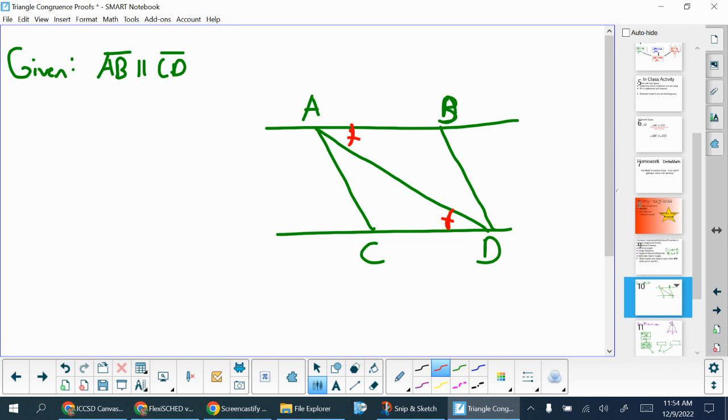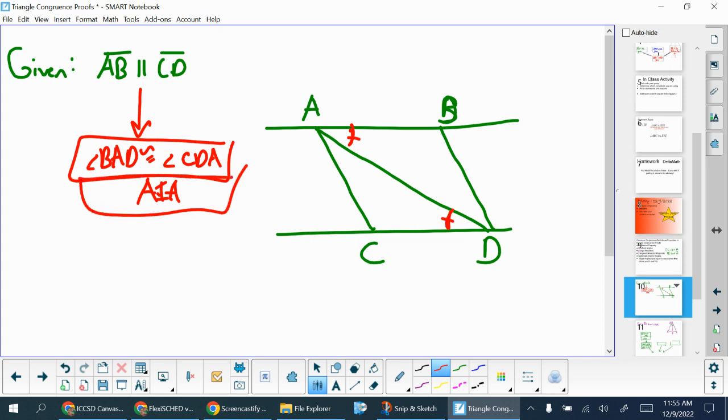So again, this isn't one of the direct three things that proves the triangles are congruent, but that leads to the statement angle BAD is congruent to angle CDA because of the alternate interior angles conjecture. That would be your next step. That would be one of your three.